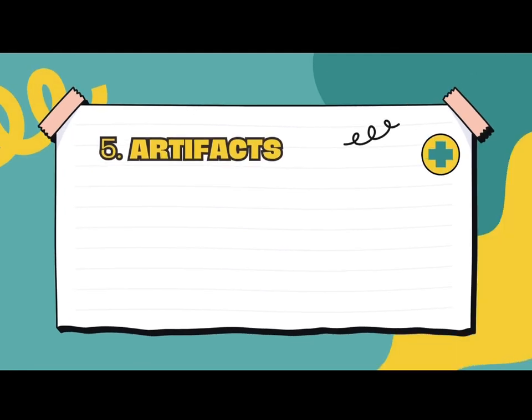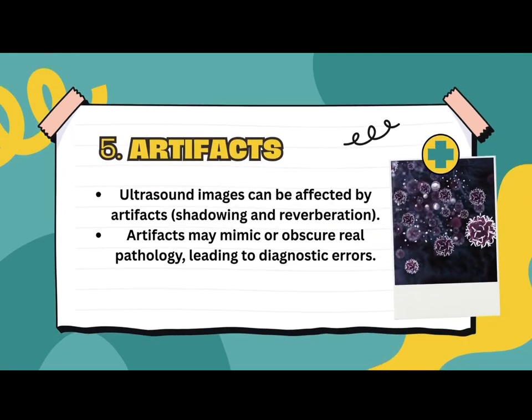Another disadvantage of ultrasound imaging is artifacts. Ultrasound images can be affected by artifacts such as acoustic shadowing and reverberation. Artifacts can either mimic pathology or hide real abnormalities, which may lead to a diagnostic error.